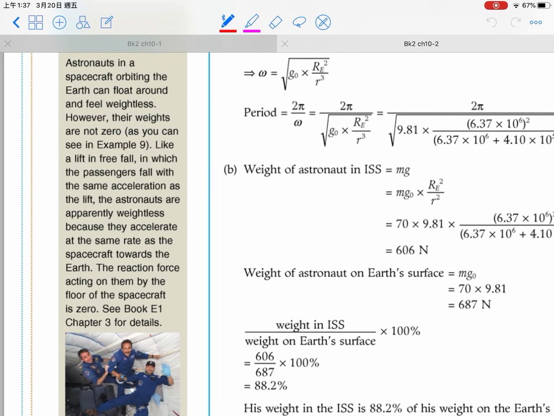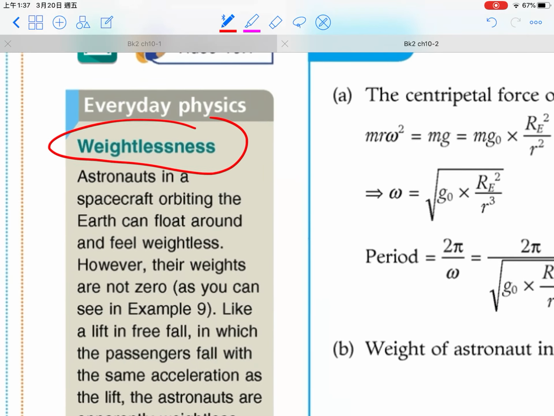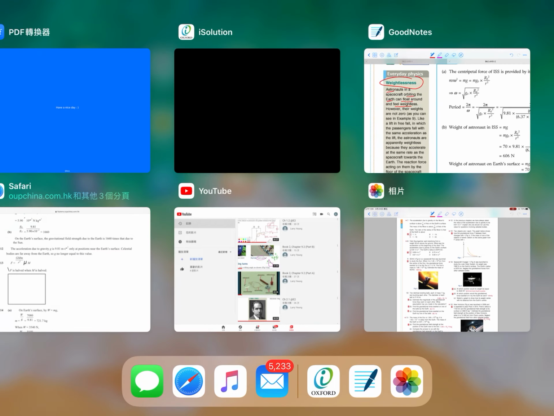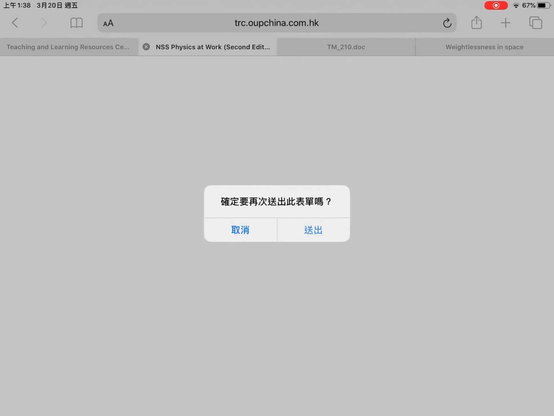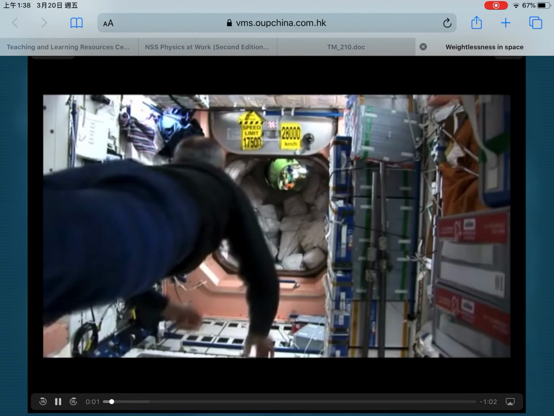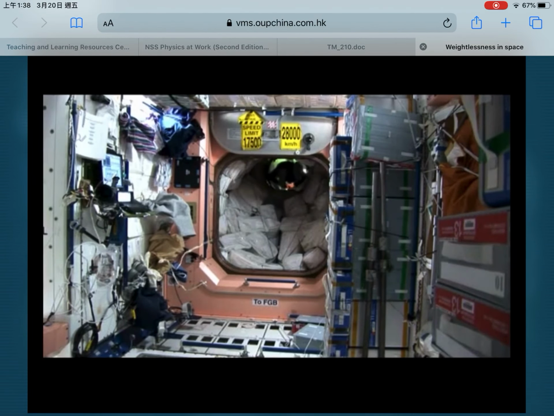Weight of astronauts in space. One very important thing is weightlessness. What does it mean? Astronauts orbiting the Earth can float around and feel weightless. Now maybe we look at the video. Watch the state of weightlessness inside the International Space Station.